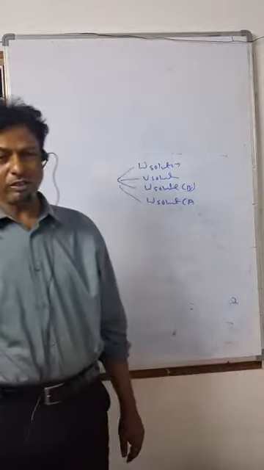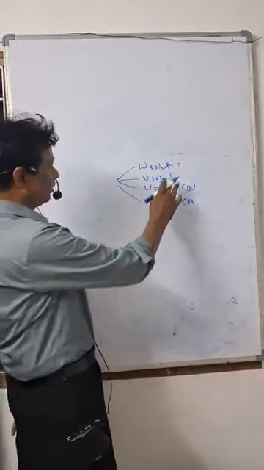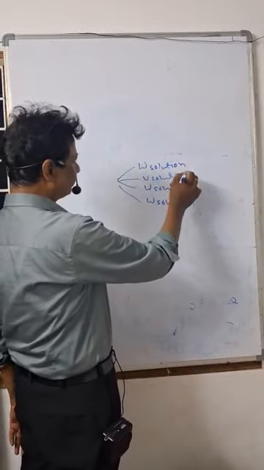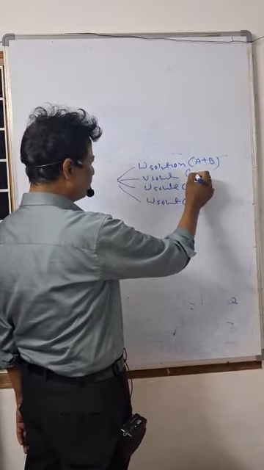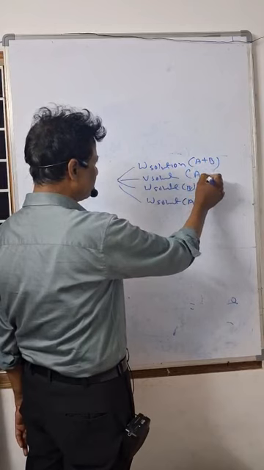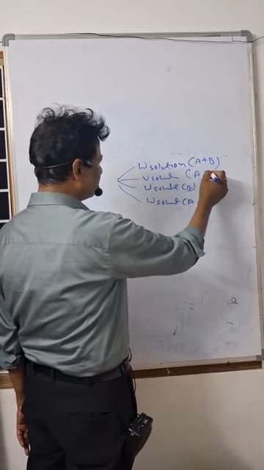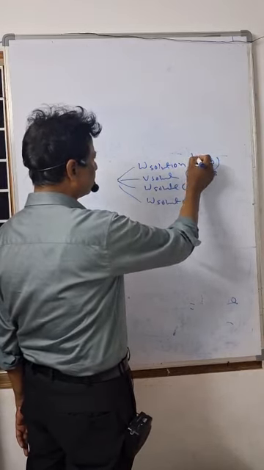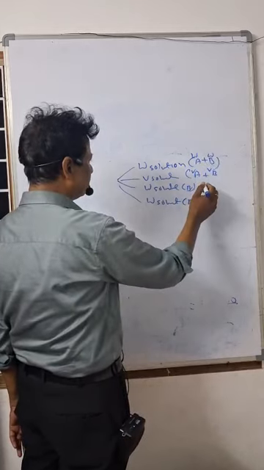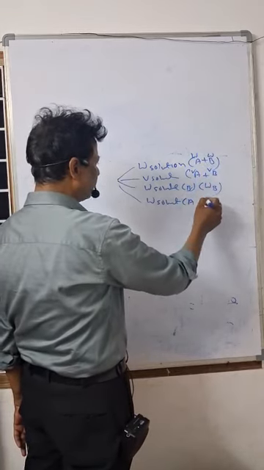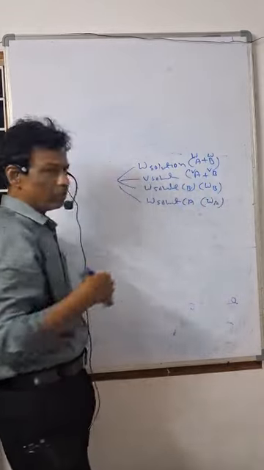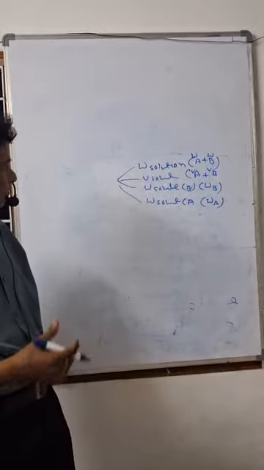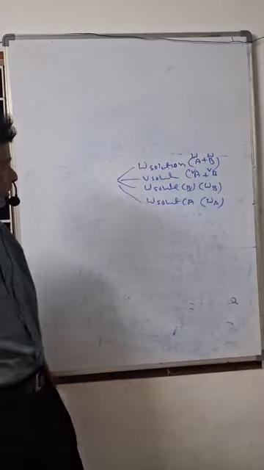Then you can solve all the questions related to concentration terms. Weight of solution is weight of A plus weight of B; volume of solution is volume of A plus volume of B. Weight of solute WB, weight of solvent WA. If you know this, you can solve most of the questions.